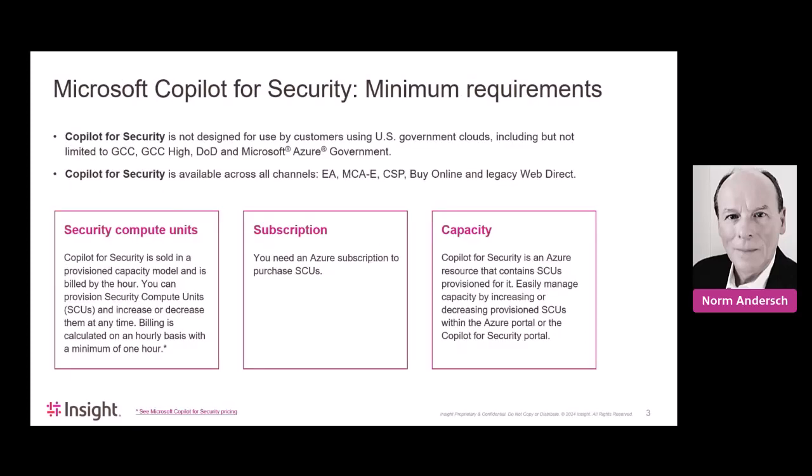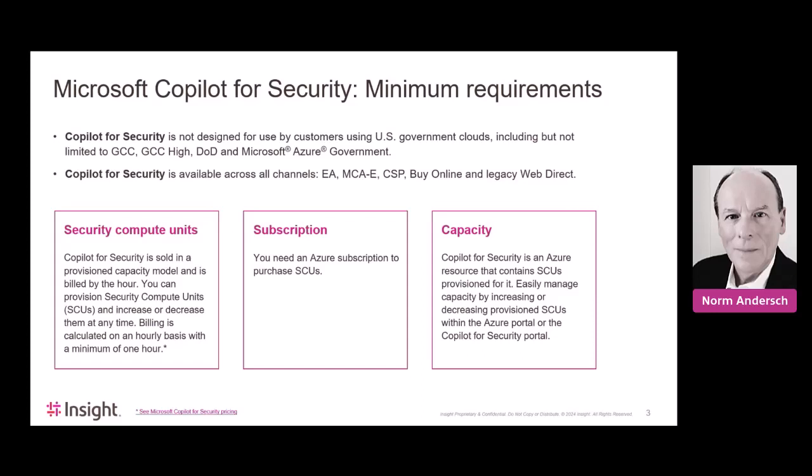Now, there are some minimum requirements for Copilot for Security. The first one is that it only runs in the commercial cloud. The second one basically says that if you have any sort of financial relationship with Microsoft, chances are good that you're able to purchase Copilot for Security. But let's start with the center box because this is the hard requirement. You must have a subscription to tie those Copilot resources to billing. And once you've taken care of that, you might start thinking about what's a security compute unit? Well, that is just a way for Microsoft to provision capacity for Copilot for Security and for billing the aggregate time that the capacity was provisioned.